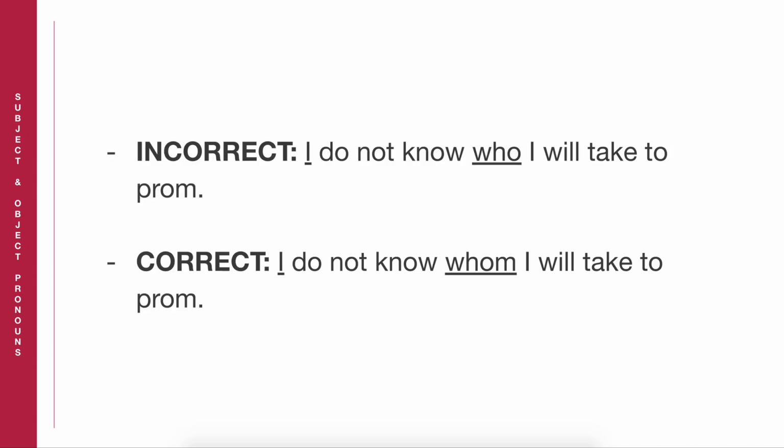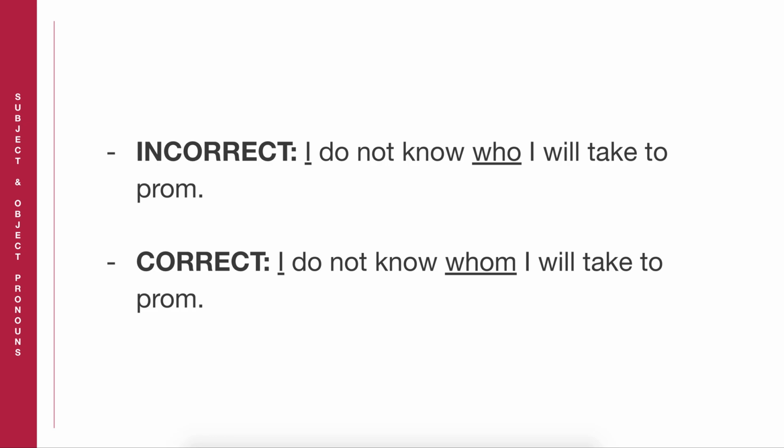Here's another example though. I do not know who I will take to prom. In this sentence, I is in fact the subject, so that works. We can keep the I there. We wouldn't want to say, me do not know who I will take to prom. That doesn't make sense. As native speakers, most of us can identify that that is an error. But the problem here is the who. Because I is the subject, I am the one who does not know, right? But the who is the object in this sentence because it is the one being acted upon.